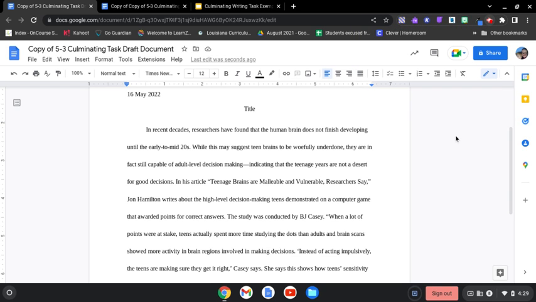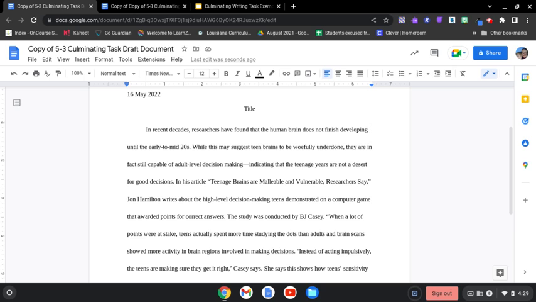So here is our first body paragraph taken from the gathering evidence portion of the culminating task tool. In recent decades, researchers have found that the human brain does not finish developing until the early to mid-20s. While this may suggest teen brains to be woefully underdone, they are in fact still capable of adult-level decision-making, indicating that the teenage years are not a desert for good decisions. In his article, Teenage Brains Are Malleable and Vulnerable, researchers say, John Hamilton writes about the high-level decision-making teens demonstrated on a computer game that awarded points for correct answers. The study was conducted by B.J.